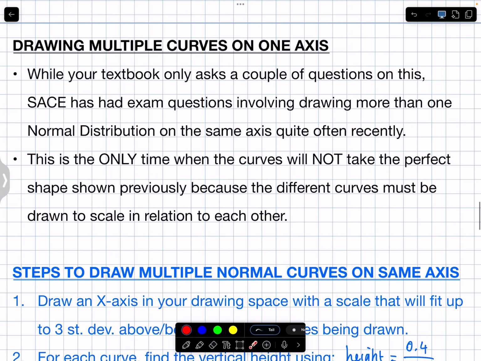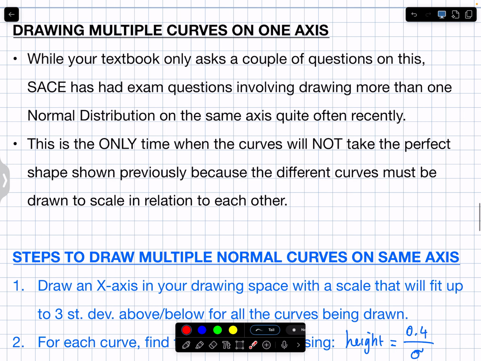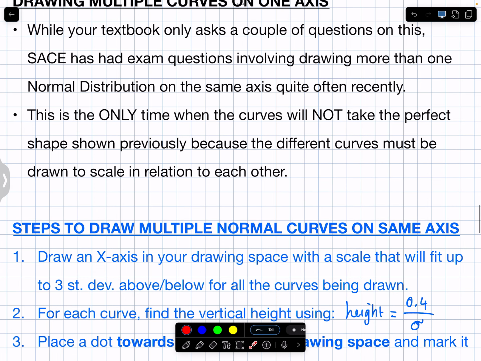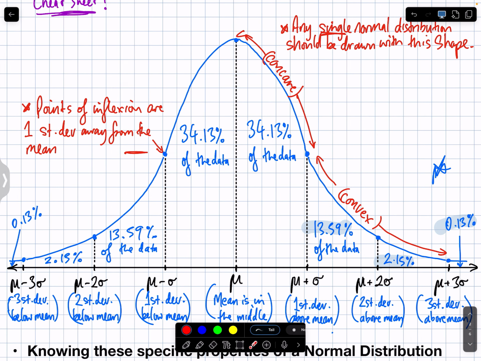Okay, this is another question type that pops up every so often in the exam, so I cannot skip it. Your textbook also recognizes that, and it only asks you a couple of questions on this, so I need to cover it. This is the only time when the curves are not going to take the perfect shape shown previously. If you are only drawing one normal distribution, it's going to look like this. If it only asks you to draw one, it's going to look like that.